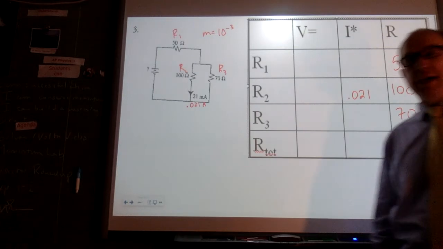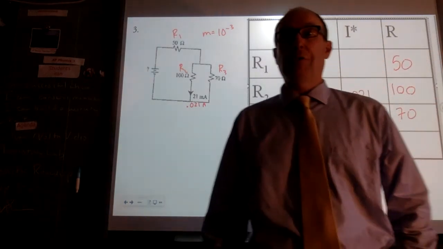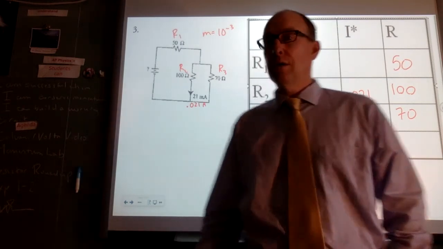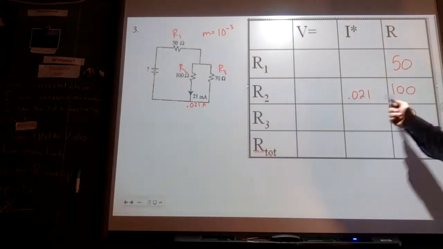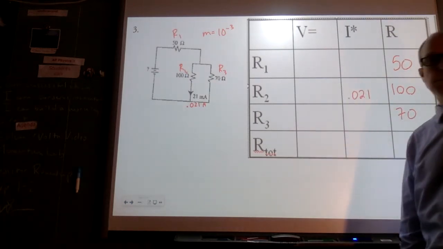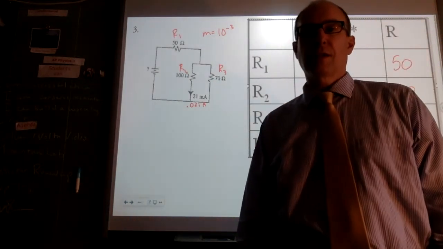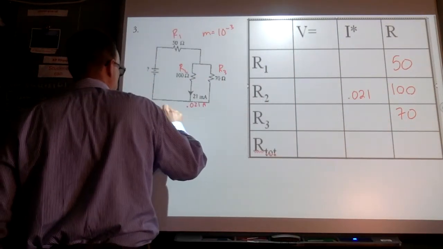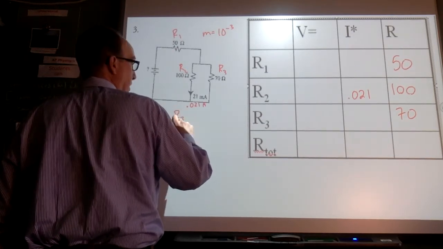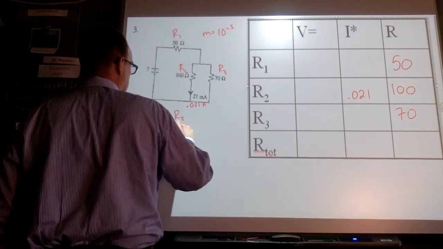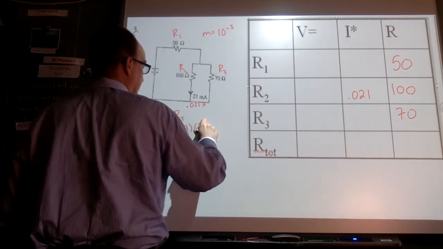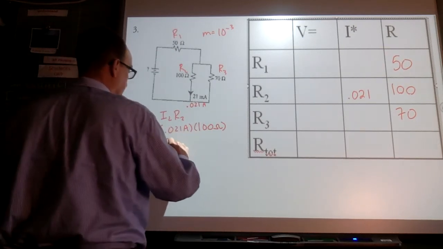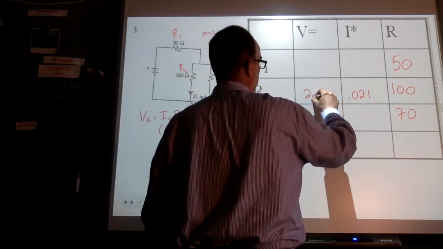All right, there's a couple different ways we can go. I know all three resistors, so I can find my total resistance, or I know I2 and R2, and I can get V2. Let's do that one. That one's a little bit different. So I could say that V2 is going to be I2 R2. So this is going to be 0.021 amperes times 100 ohms. And so this is going to move my decimal point 2 places, and that's going to be 2.1.